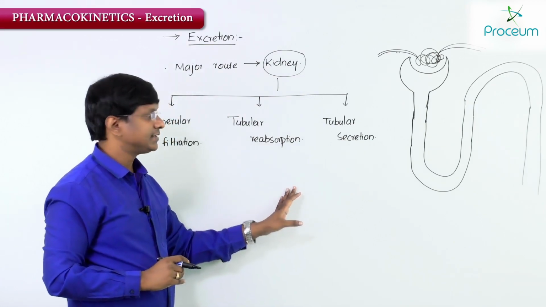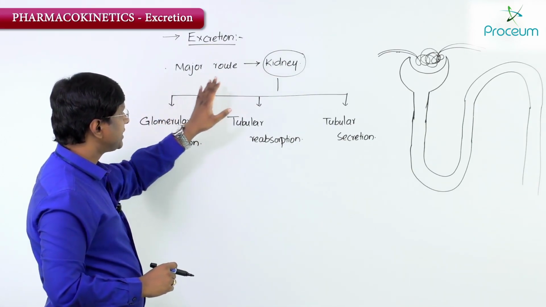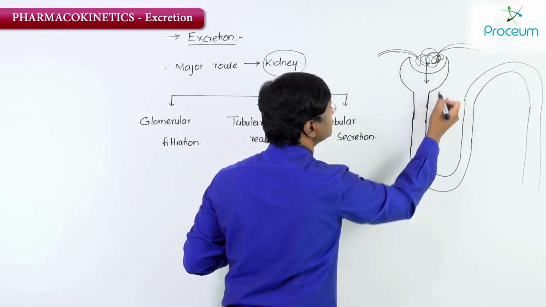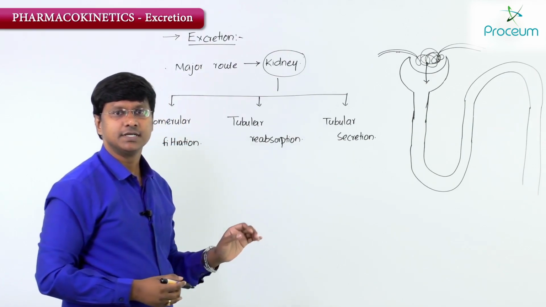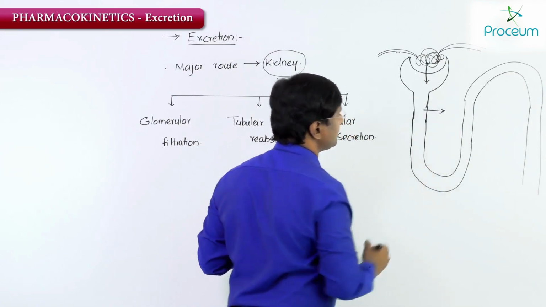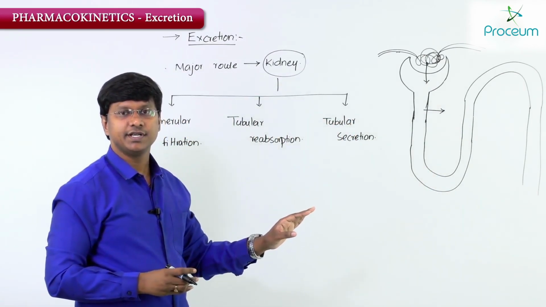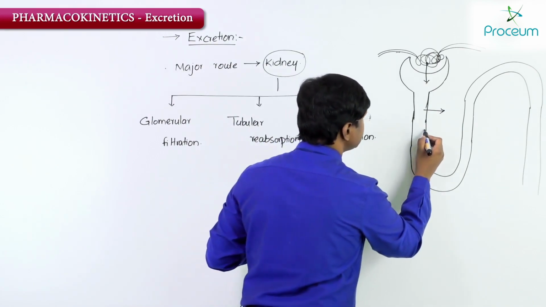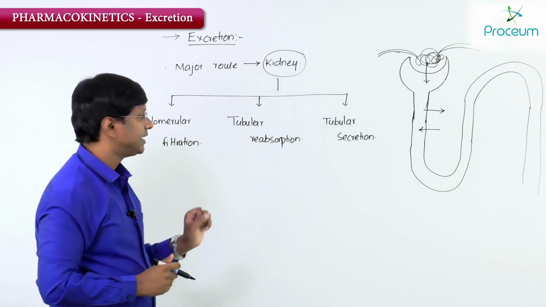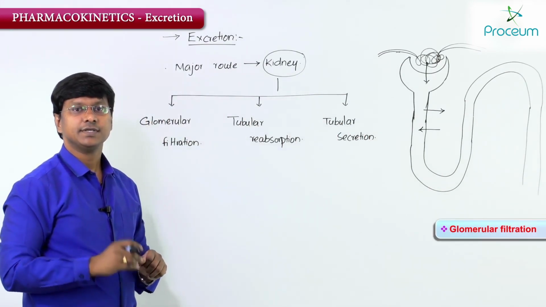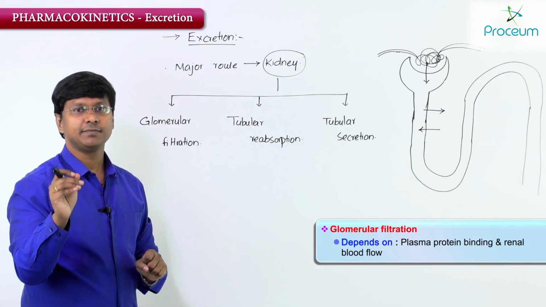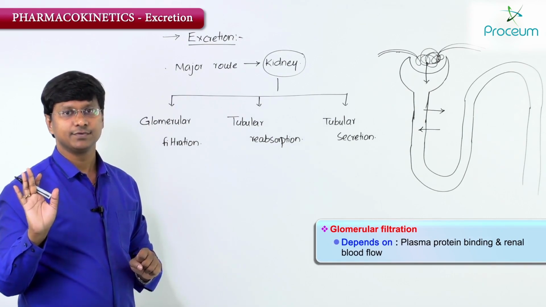Now, if you see here, excretion in the kidney can occur by glomerular filtration, by tubular reabsorption, and by tubular secretion. Now, you take the glomerular filtration. Remember, glomerular filtration depends upon the plasma protein binding as well as the renal blood flow.